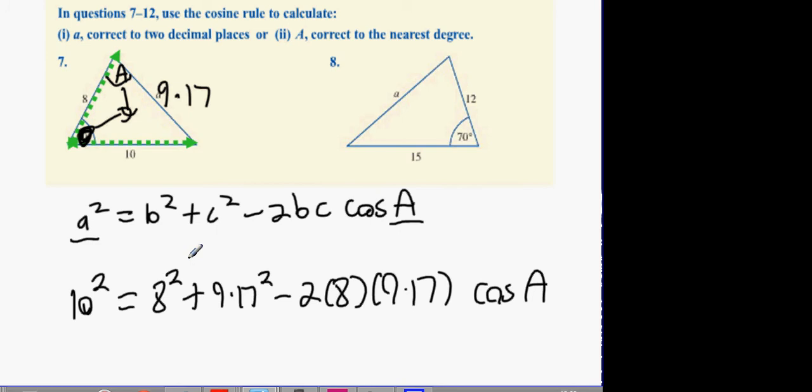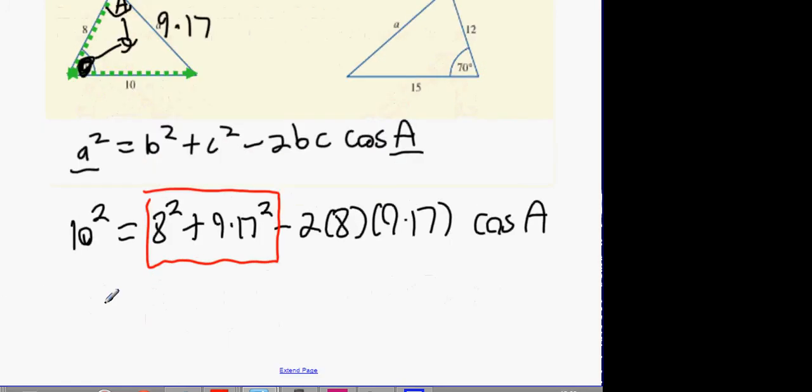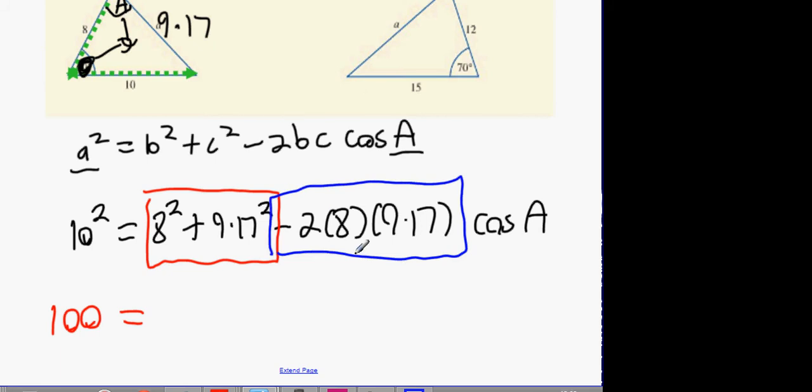Can somebody, Dan, can you put this into calculator for me please? Red box. And would somebody be kind enough to put the blue box into their calculator as well? Red box and blue box. 148.09. Perfect. And the blue box alone? 146.72.